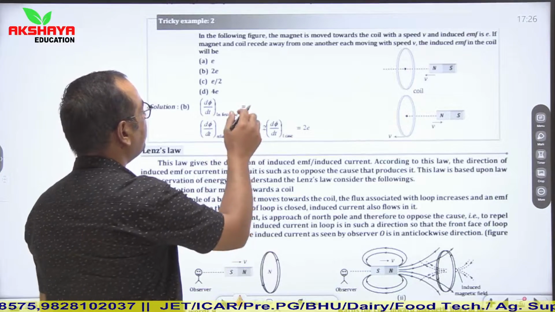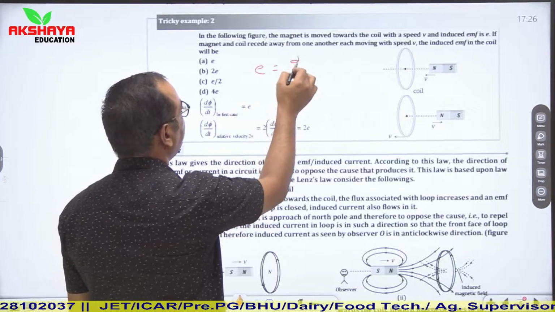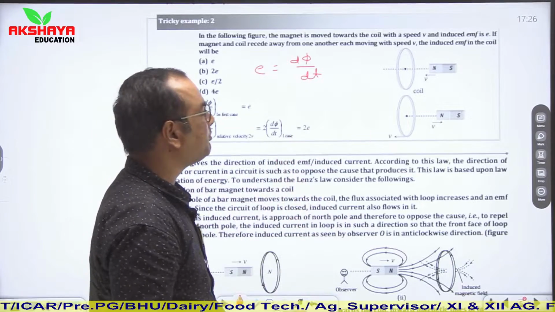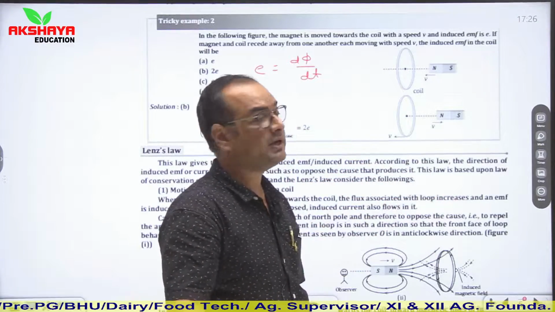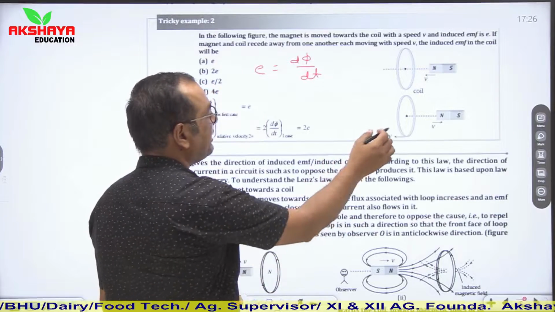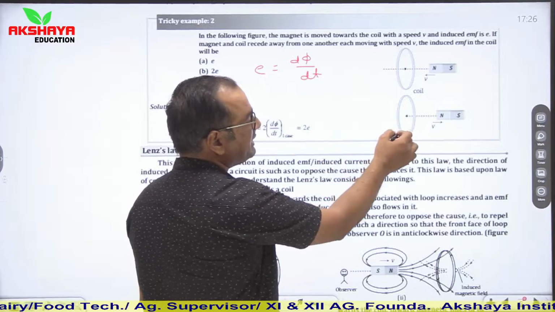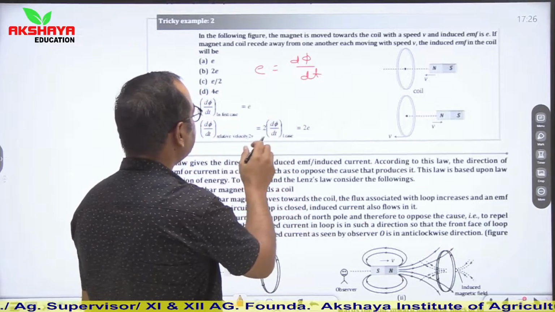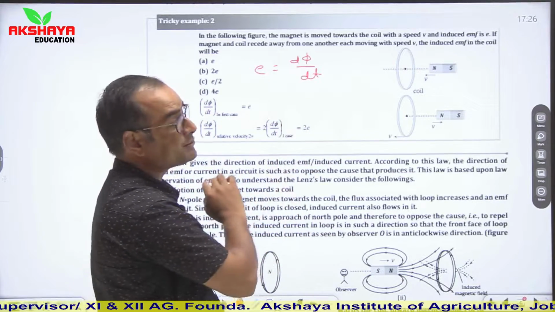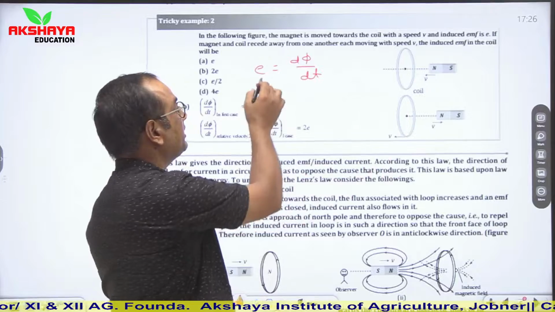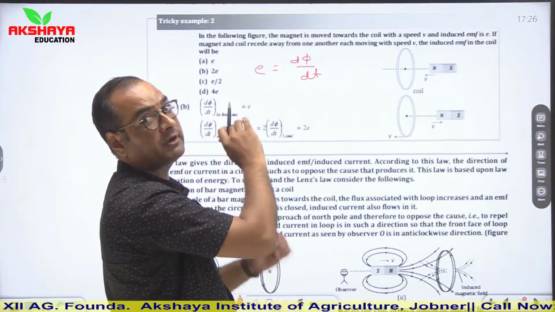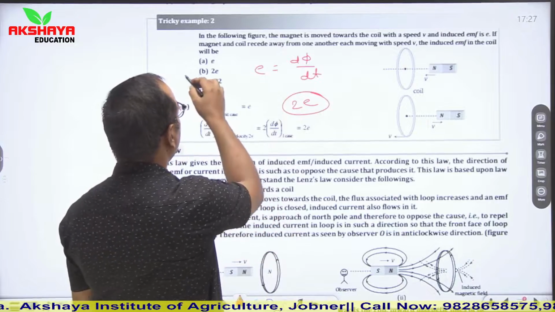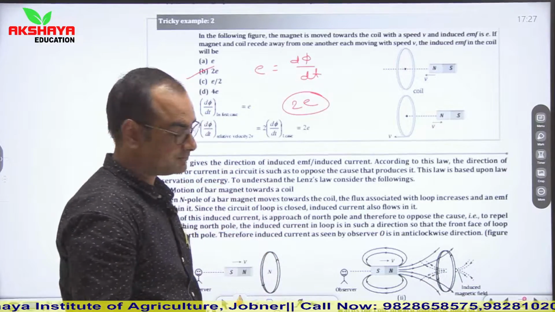So we know that in the first case E is equal to dφ/dt. Now in the second case both are moving away from each other. So in this case the flux will change with respect to time at double the rate of the initial one. It means in this case the relative velocity becomes 2v, hence the induced EMF is also twice. It means 2E. So option B will be correct.